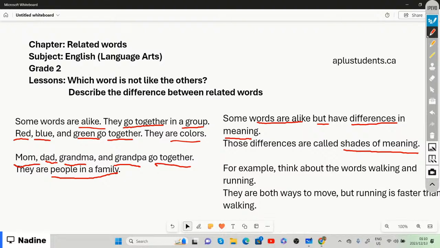So once again, we have words that are alike, but they have differences in meaning. And those differences in meaning, we call shades of meaning. We made an example of walking and we made an example of running. Running is just a faster pace compared to walking.